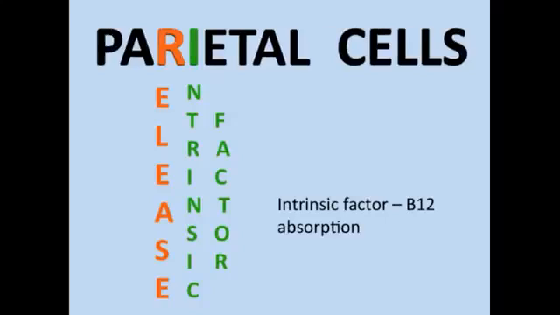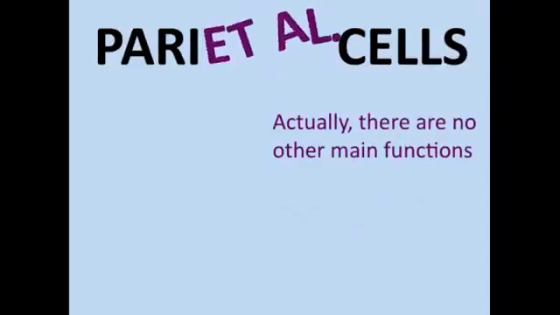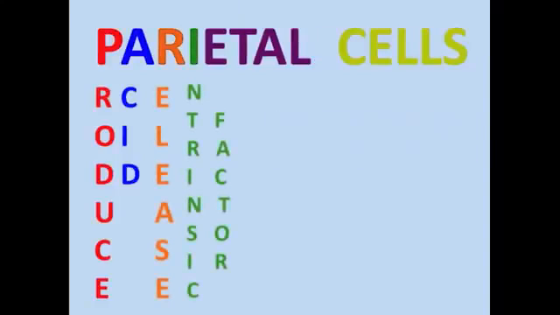And the final part of the mnemonic, et al, it's supposed to refer to the other functions of the parietal cells, which for all practical purposes is nothing really. So all you really need to know is that parietal cells produce acid and release intrinsic factor. The acid production is crucial for protein digestion, and the intrinsic factor is crucial for vitamin B12 absorption.